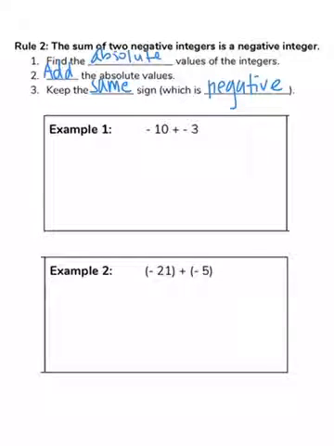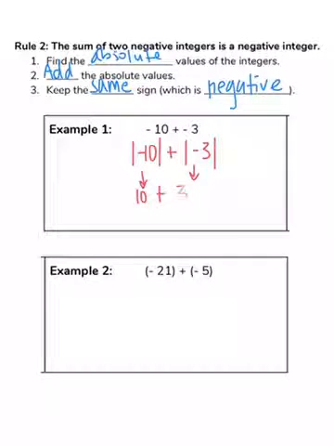So if we take a look at our first example, we are going to find the absolute value of negative 10, and we are going to add that to the absolute value of negative 3. The absolute value of negative 10 is 10. The absolute value of negative 3 is 3. When I add them together, I get 13.